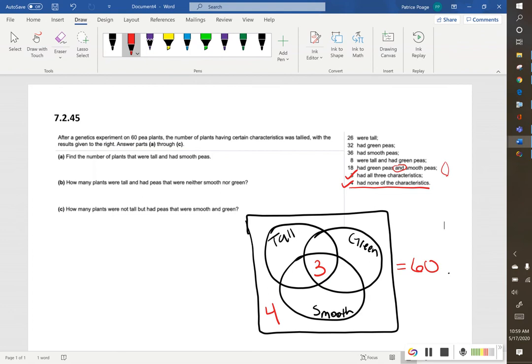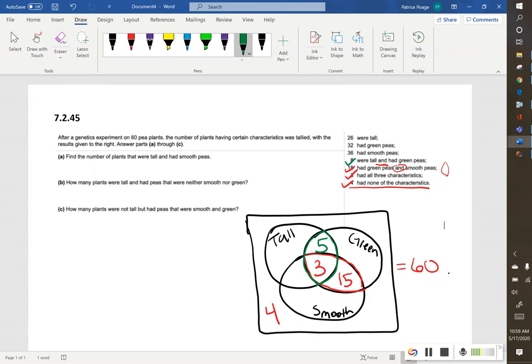So 18 had green and smooth. So that's this football looking shape right there. We already have 3 in there. So if we do 18 minus 3, that gives you 15. 8 were tall and had green peas. So tall and green is going to be this little football looking shape. We already have 3 in there, so that leaves 5.